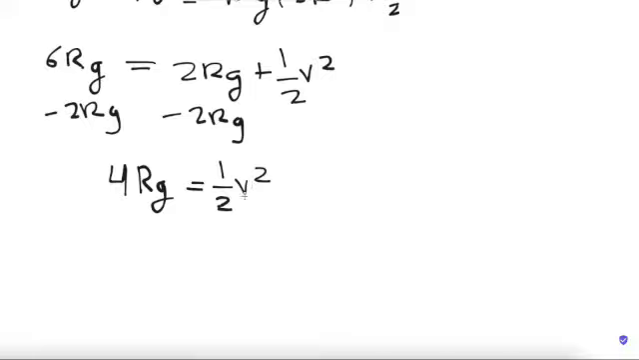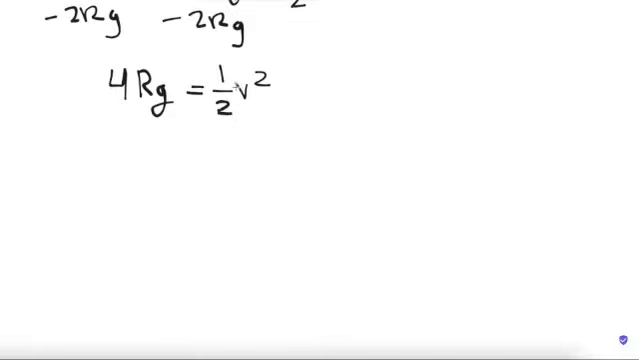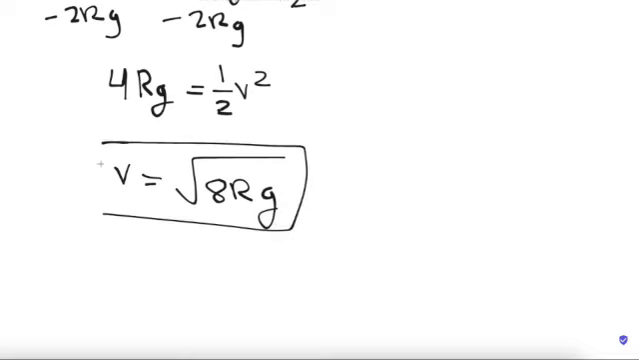Now it's a pretty simple calculation. We multiply 2 by both sides and take the square root. So we have v equals root 8rg.